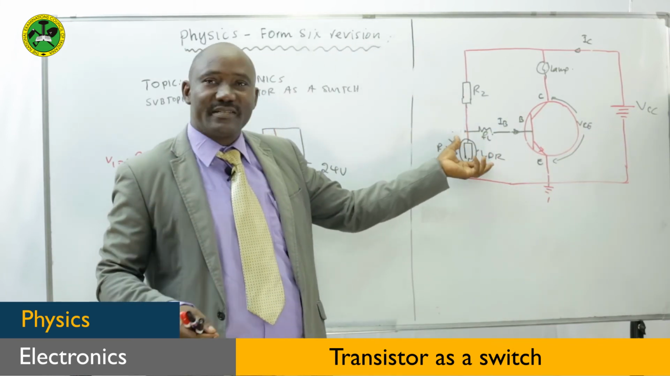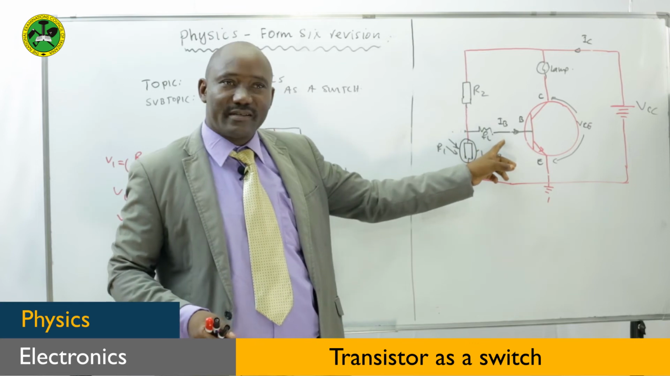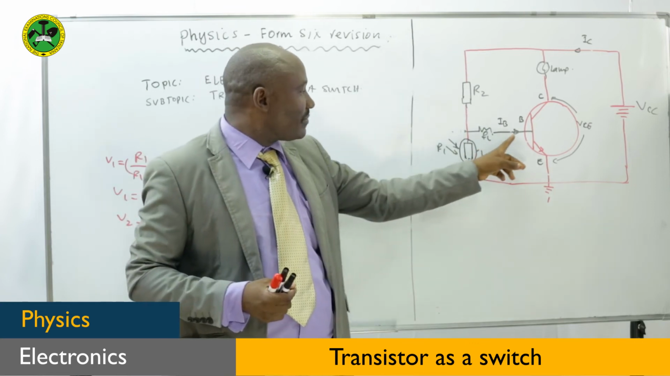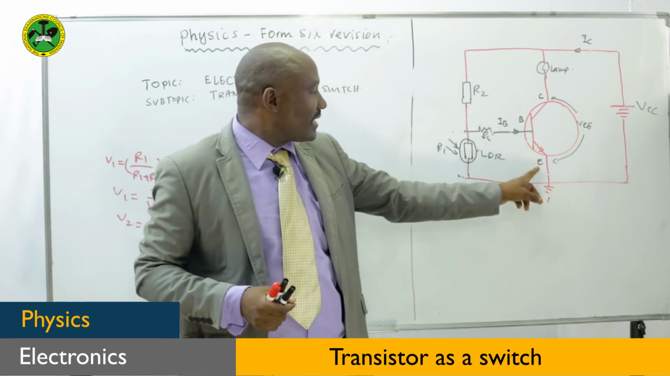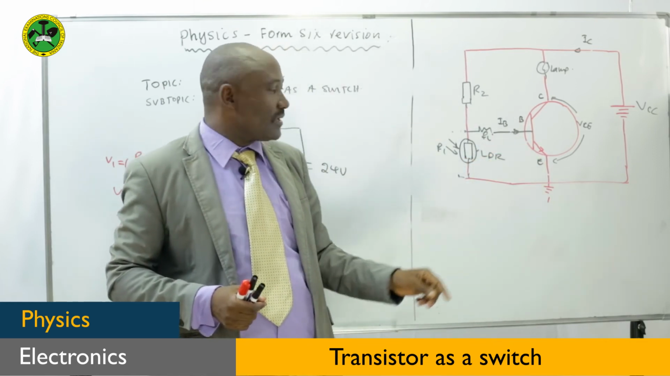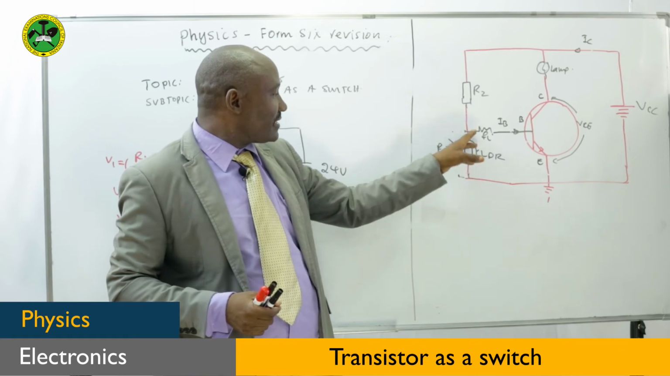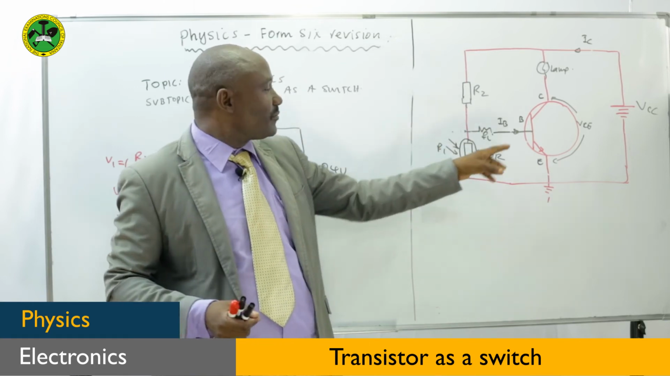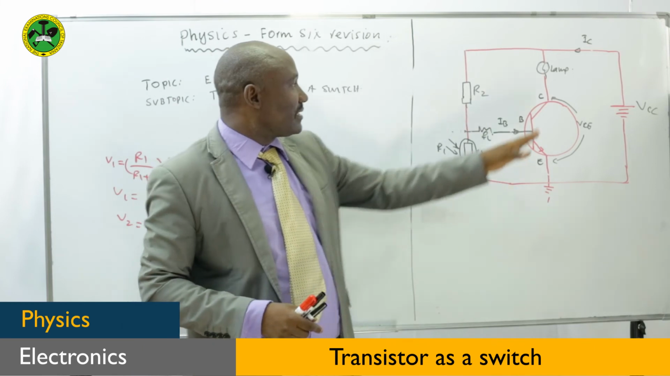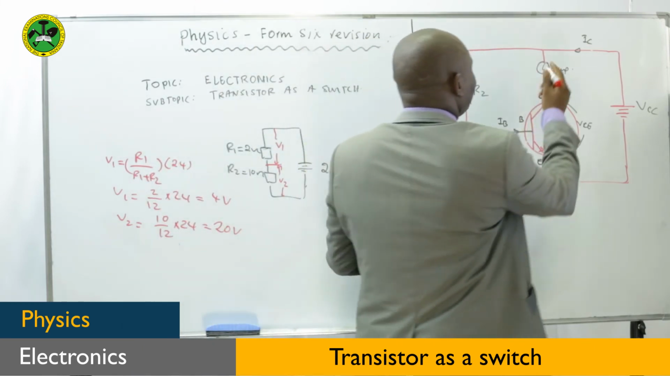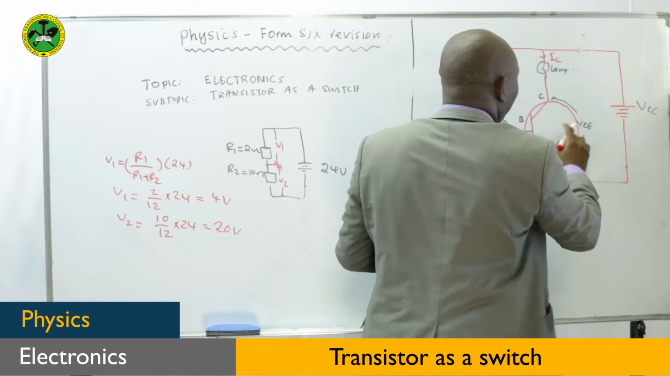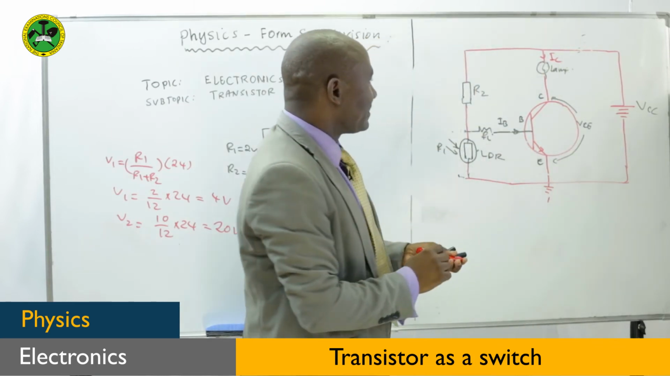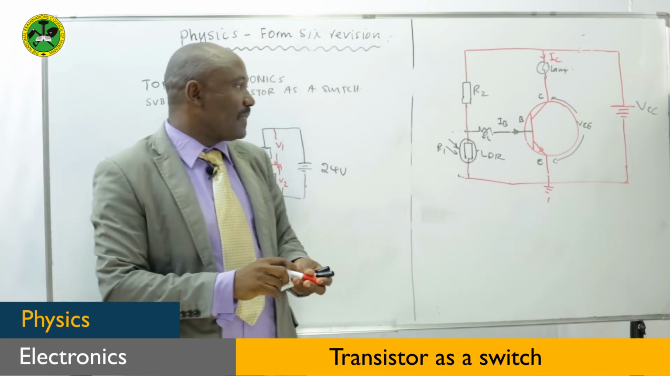This voltage will be sufficient to produce the base current. And remember, we said a current will be produced where we have a sufficient voltage to overcome the voltage across the junction. So the voltage across here will be sufficient to produce the base current. As a result, the current across this, our collector current, will flow through the circuit, and as a result, the lamp will be on.